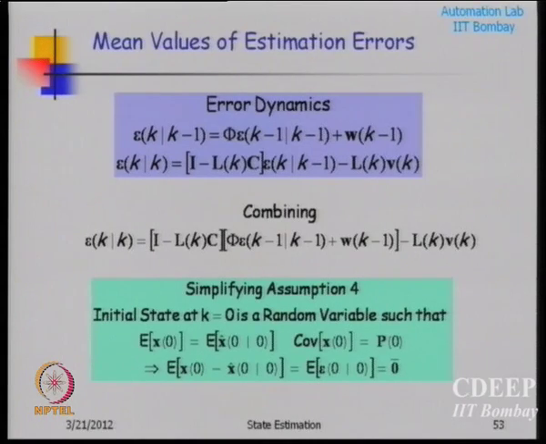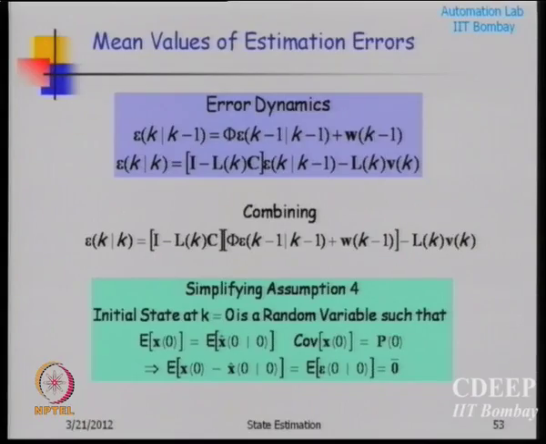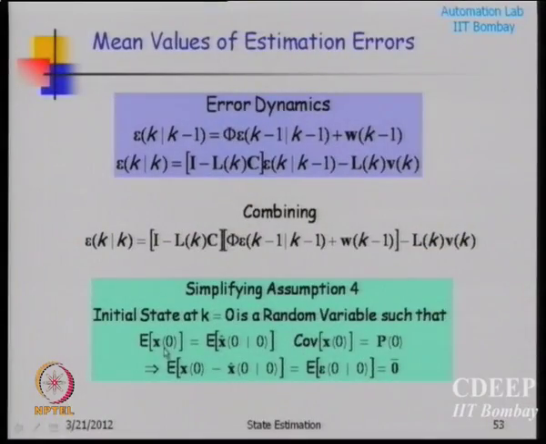What I am saying here is about the expected value of x naught. This is a tricky thing: the expected value of the true value at time 0. I have to give an initial guess to start the difference equation. How do I give an initial guess? When I give a guess, it's a random variable. I am making an assumption that the guess comes from the same distribution as the true distribution, so they have the same mean. So x0 is a random variable. The initial guess that I give is a random variable, but both of them have the same mean.